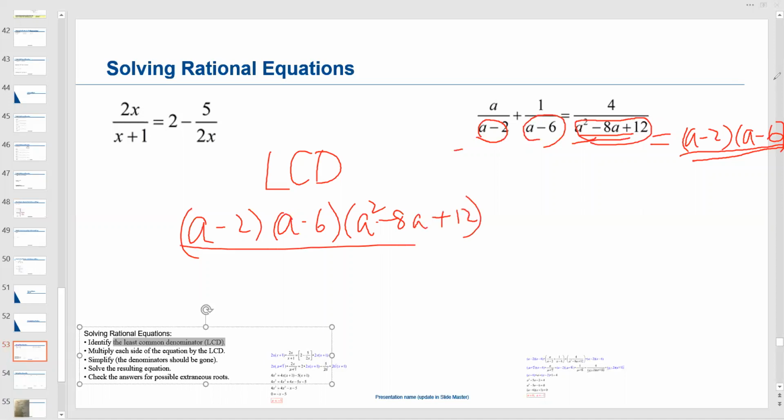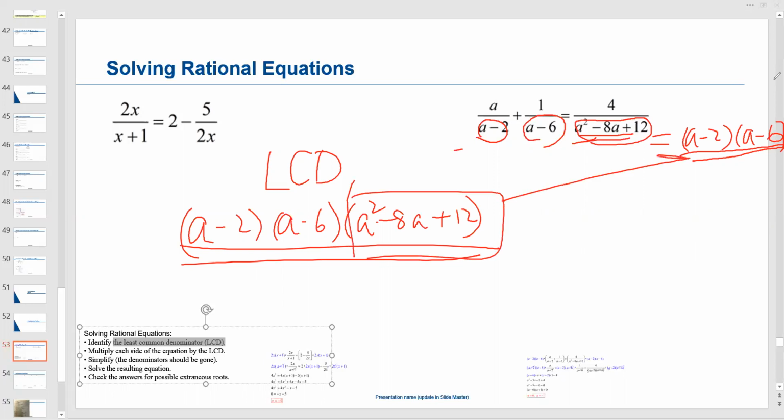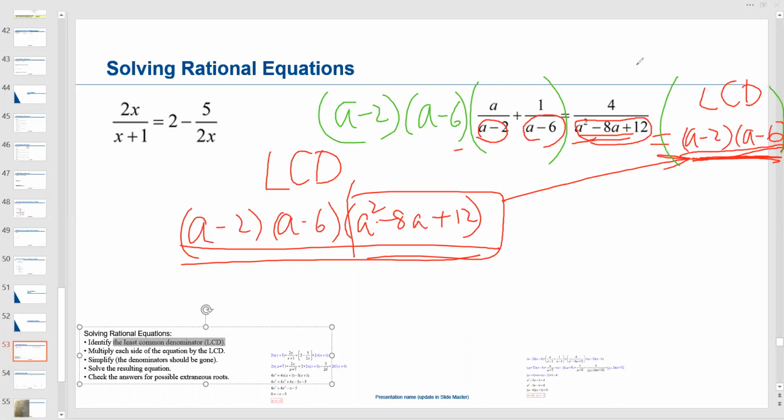This is not the least common denominator actually, because this part, just like we said, can be factored. So the least common denominator actually is this part. All right. Okay. So both sides times the least common denominator. Right. So here we generate this part, and the least common denominator times both sides here. All right. Let me get the unnecessary stuff out.